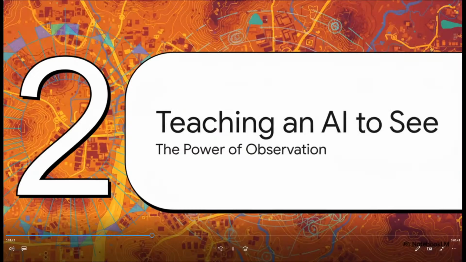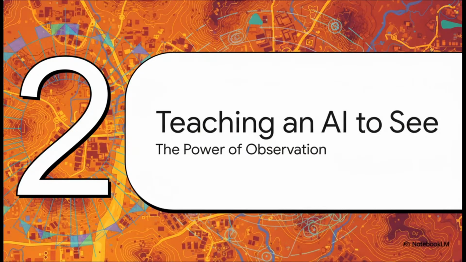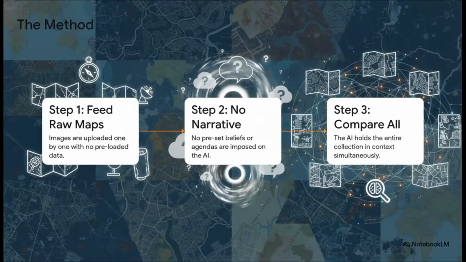So, how in the world does this actually work? Well, with a project this ambitious, the method is just as revolutionary as the goal itself. It's really all about teaching an AI how to see through pure, totally unbiased observation. The process is actually beautiful in its simplicity, and every single step is designed to get human bias out of the picture. First, raw map images are just fed in, one by one.